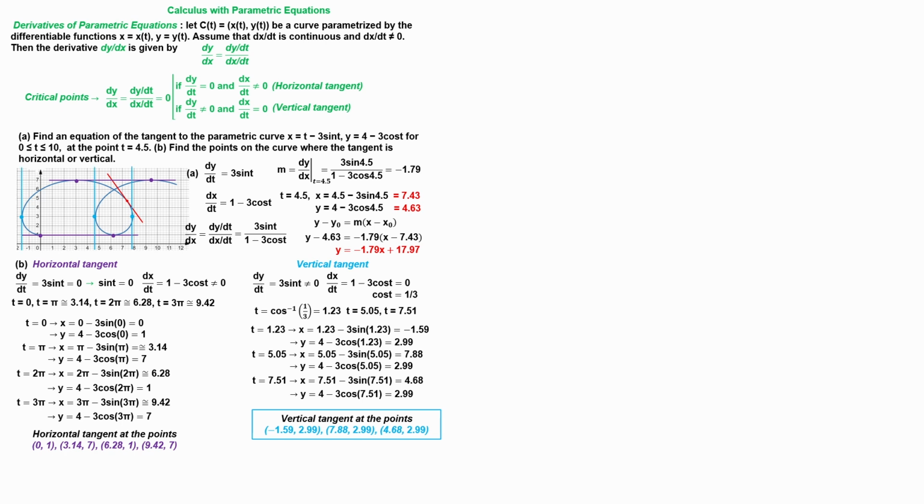Let's calculate arc length using parametric equations. This topic is a clear application of the definite integral. The arc length of a curve defined by y equals f of x from x equals a to x equals b is obtained through a definite integral. Now let's explore arc lengths using parametric equations.